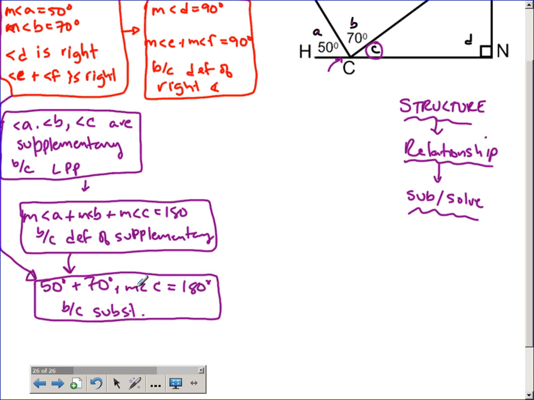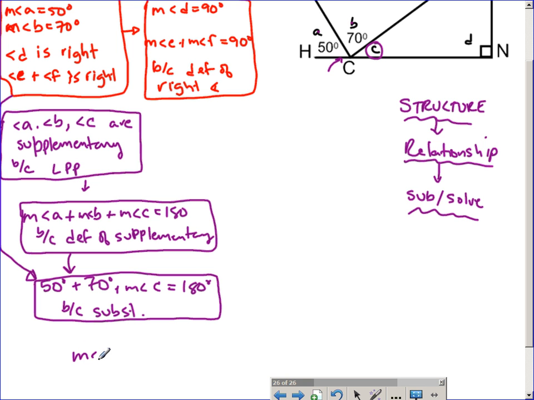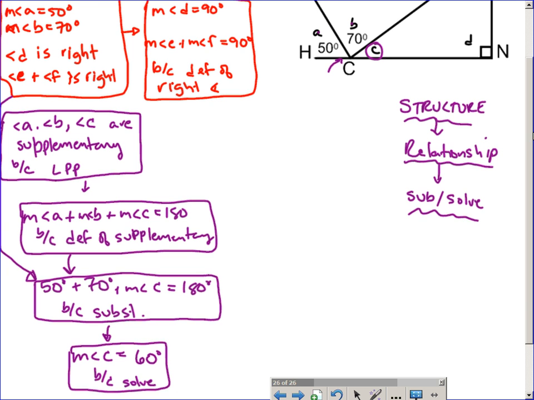From here, what's our conclusion? Well, measurement of angle C is going to be, well, 50 plus 70, that's 120. Take it away from 180, that's going to be 60 degrees. And that's just because I'm solving. Where did I get that? Well, I just modified that equation, didn't I? So that's kind of our end of section 1. Like we're now to where C equals 60 degrees.